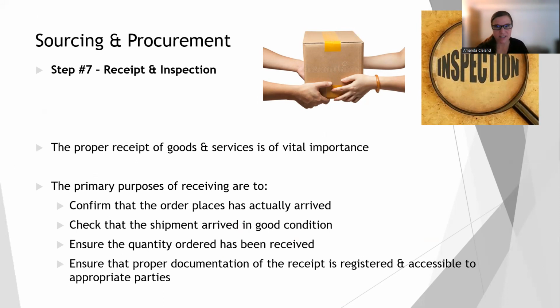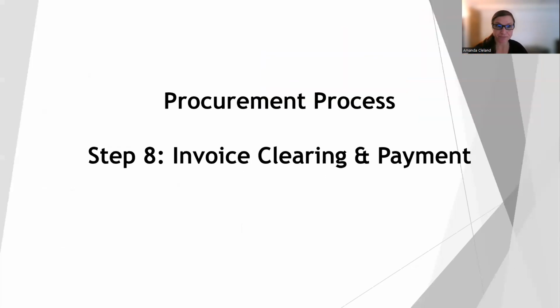Check that the shipment is in good condition, the box is not mangled, the actual product itself is not broken. Ensure that the quantity we ordered has been received. If we ordered 100, we want to make sure that there are exactly 100. Ensure that the proper documentation of the receipt is registered and accessible to all parties. So we want to make sure that we've actually gotten what we've ordered.